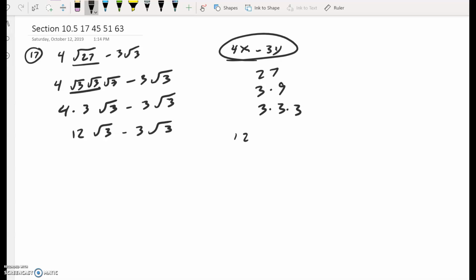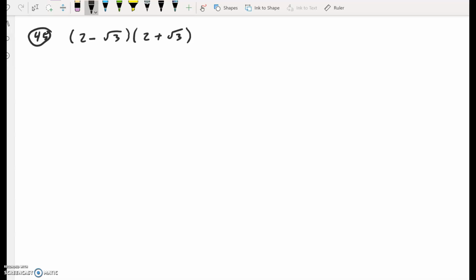And this is like 12x minus 3x. And we know that's 9x's. So in the same way, 12 times the square root of 3 minus 3 times the square root of 3 is 9 square roots of 3. And we're done. Here we need to multiply each of these two times each of these two.